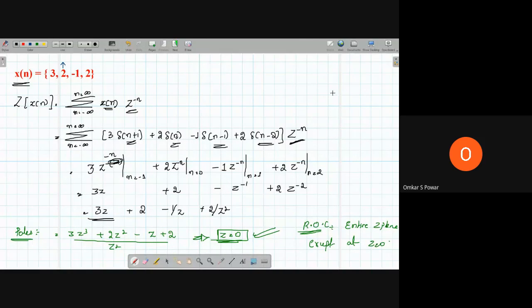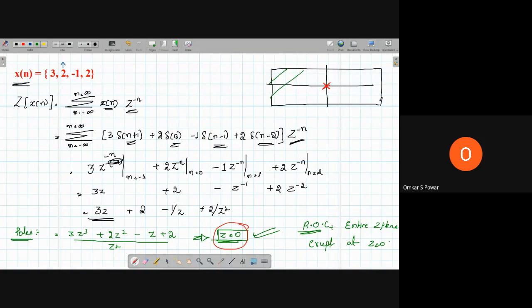So we will plot that. You have your Z plane here. First, we will plot the given pole. You have the given pole at Z is equal to 0. So this is your given pole. Then what is your ROC? The entire Z plane, except at Z is equal to 0. I have marked the pole using this cross mark. If it was a zero, you would have used a circle mark.